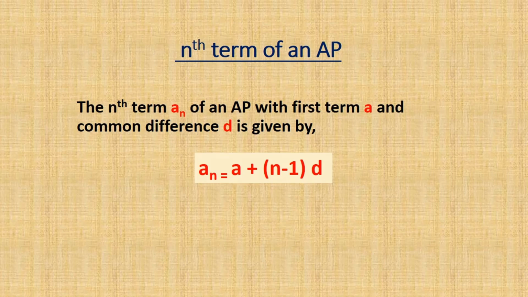One application is to find a term in a specified position. A second application, if a term is given, is to find its position in the given AP. And the third one, we can use this formula to check whether a given number is a term in a given arithmetic progression or not. Today we will see some more questions from this topic, the nth term of an arithmetic progression.